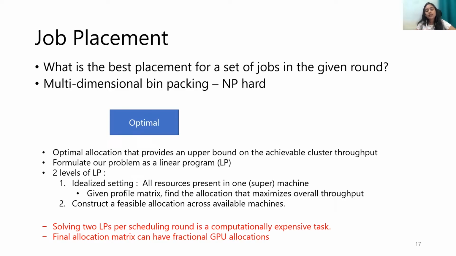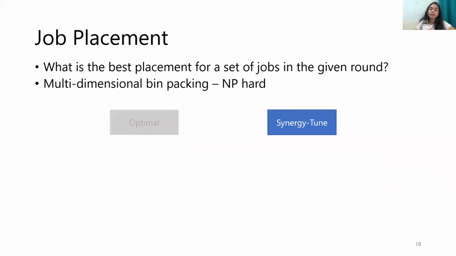The first one is that solving two LPs per scheduling round is computationally expensive. And second, it's operationally challenging to implement these scheduling decisions because it can result in fractional GPU allocations. So Synergy introduces a new heuristic tuning mechanism for job placements that we empirically demonstrate to be close to the optimal throughput.